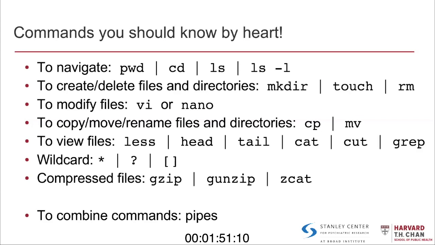You need to know some commands to view files, such as less, head, tail, cat, and cut. You need to know what a wildcard is, especially the star one, and how to compress and uncompress files. Finally, we saw in the last videos how to combine all these commands together using pipes.